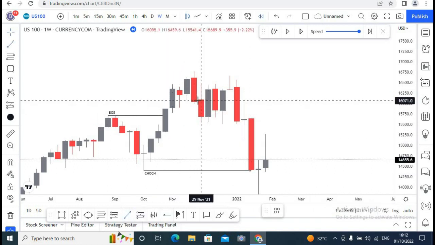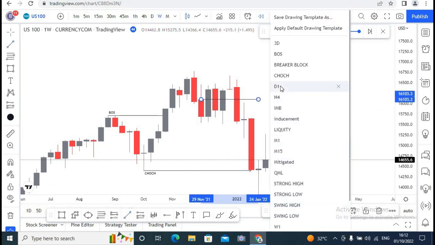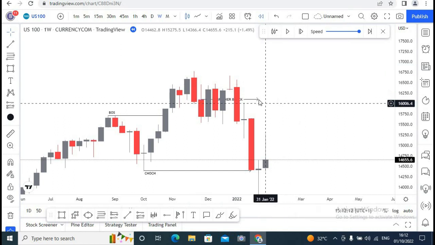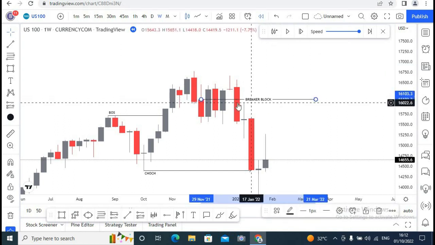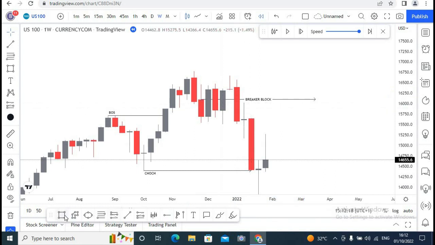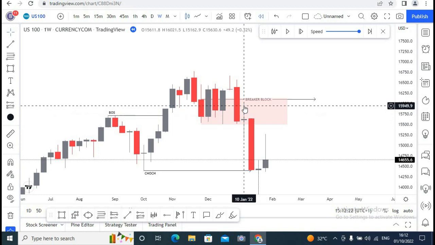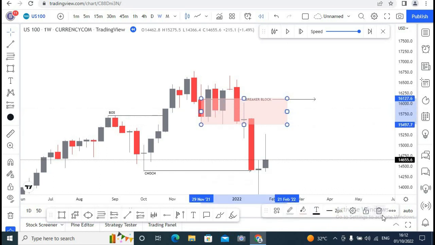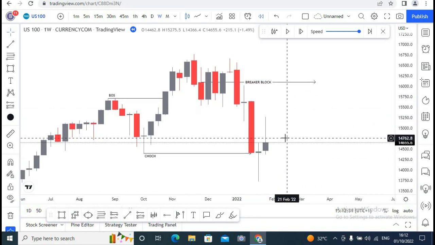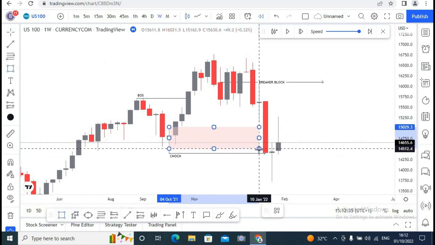Testing this zone, the breaker block level right here, guys. So this is a breaker block level right here, whereby the price came back to test, right? So this is the zone right here, something like this. So they just came back to tap on the breaker block, and then they went way to the downside now, as you can see. And as well now, guys, this was our demand zone area.